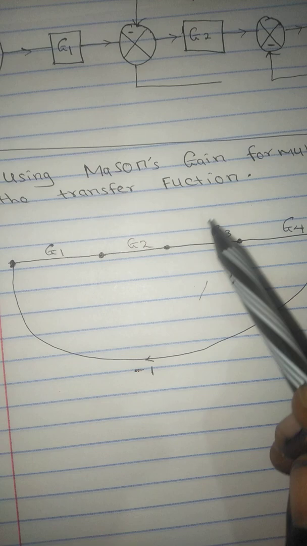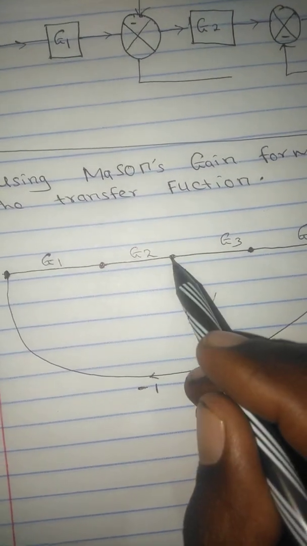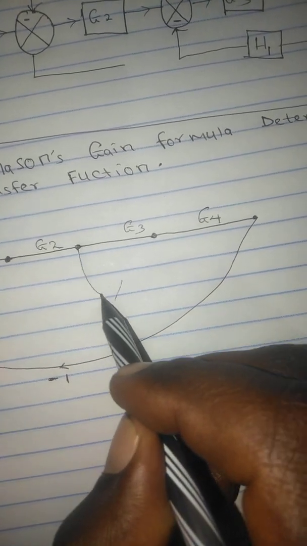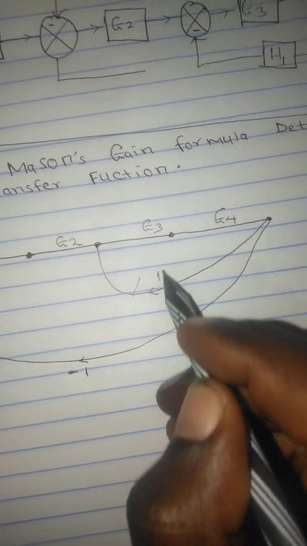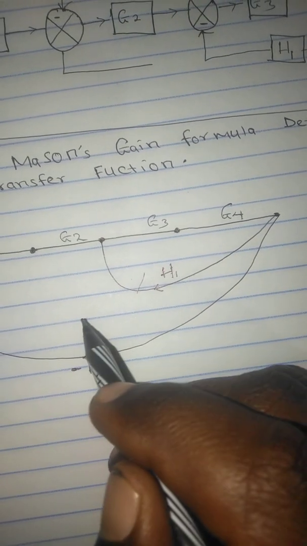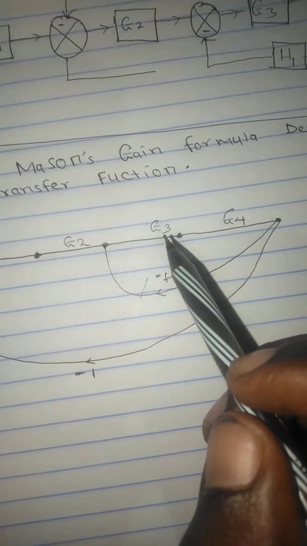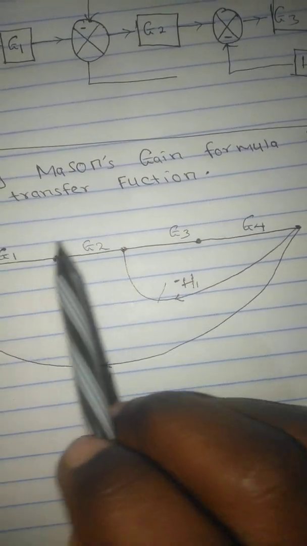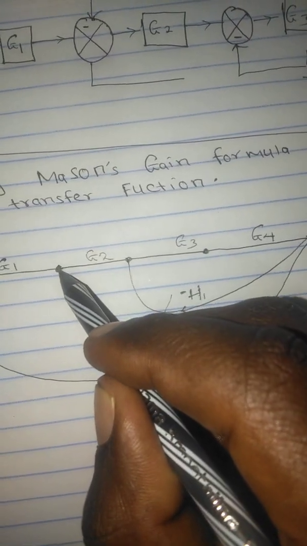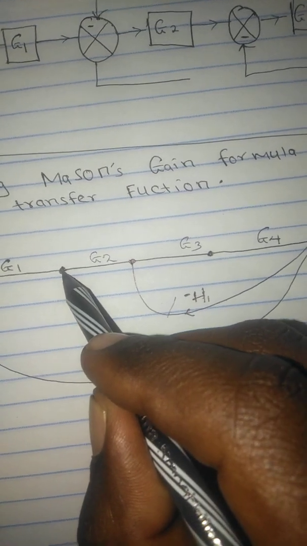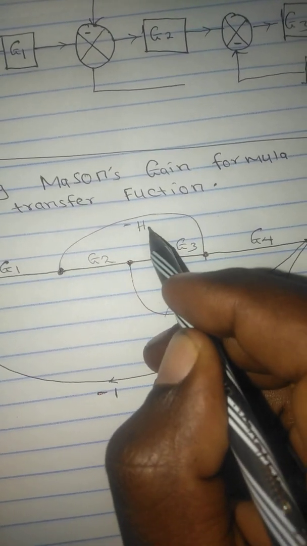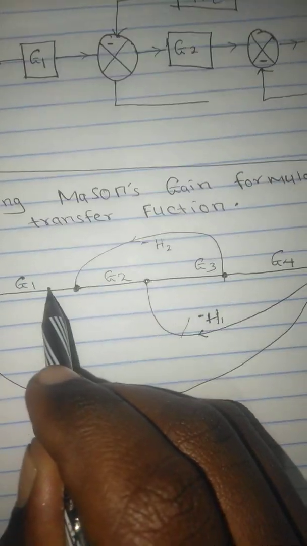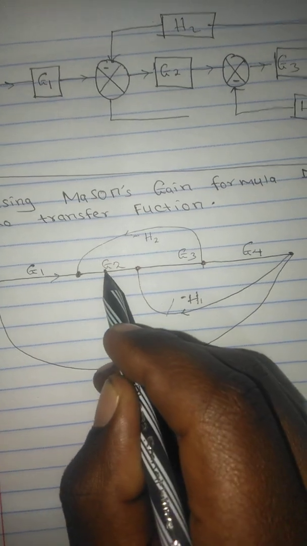Again, in between node 2 and 3, we have a feedback loop, which is H1 negative. Again, we have a feedback in between T1 and T2. Then in between T3 and T4, this one is H2. And the other ones are moving forward.